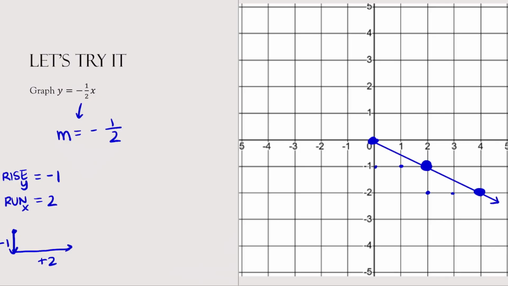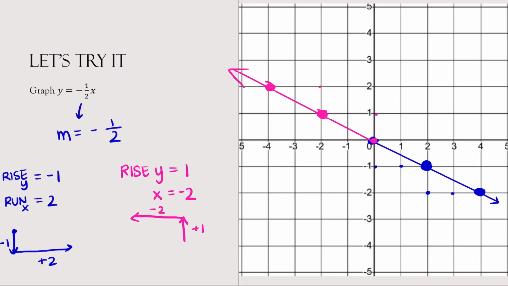And I could actually go the other way, and that would be totally fine. If I wanted to do my rise, my y, as the positive one and my x as negative 2, then I would be going up 1 and going left 2. So if I start here again, I go up 1 and I go left 2. But notice it's actually just the same line, right? It has the same slope because that negative can only go to one spot.